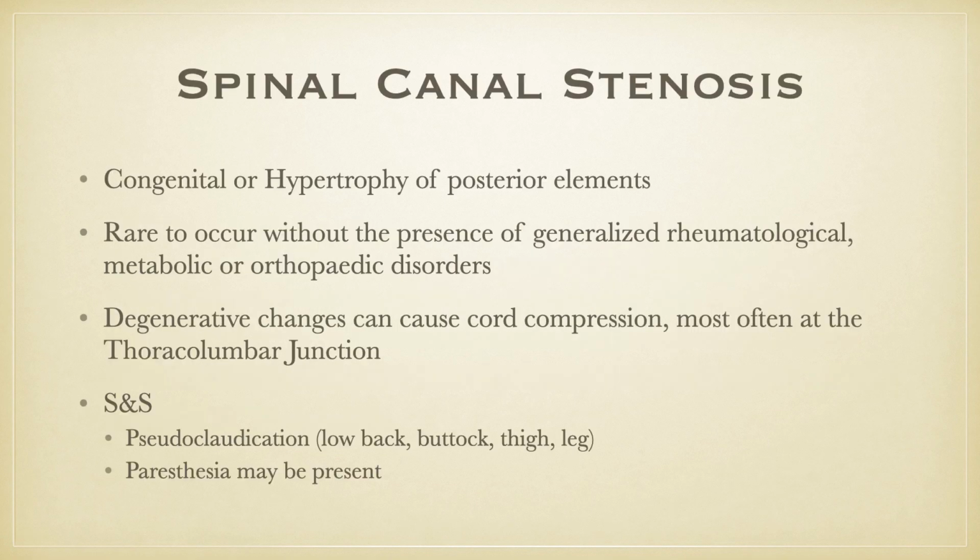Now, spinal canal stenosis, central stenosis, is something that we can also look at. There can be either a congenital or degenerative aspect to it, but it's more of the posterior elements. It's usually a pretty odd presentation in this part of the spine, the thoracolumbar junction region. So that's why it says here it's rare to occur without some other metabolic or orthopedic problem in this area. And you can see signs and symptoms, pseudoclaudication in those typical areas of the lower back, upper buttocks or buttocks, thighs that you want to look at. You could even have paresthesia.